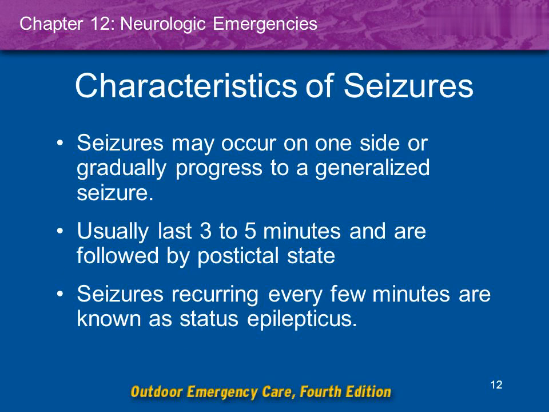Characteristics of seizures. Seizures may occur on one side or gradually progress to a generalized seizure. Usually last 3 to 5 minutes and are followed by postictal state. Seizures recurring every few minutes are known as status epilepticus.